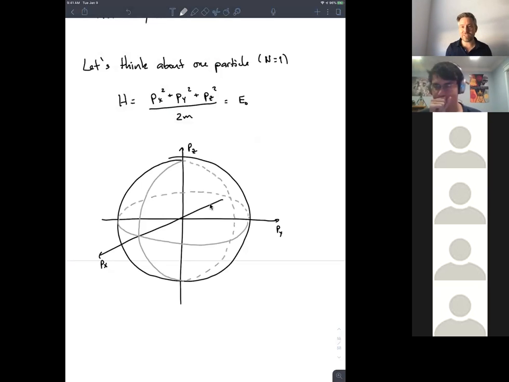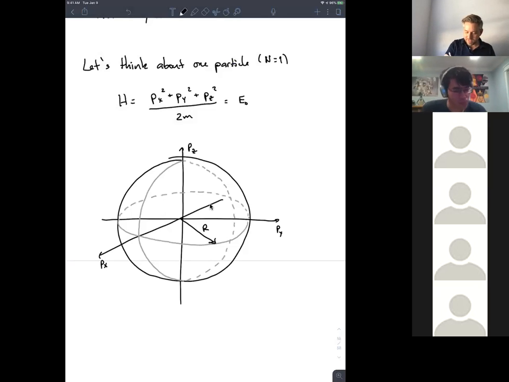Okay, so the surface of this sphere, all the states that live on the surface of that sphere, correspond to the states that will give us this specific fixed value of E naught that we're interested in, okay? So our sphere here has some radius, which I will call big R.